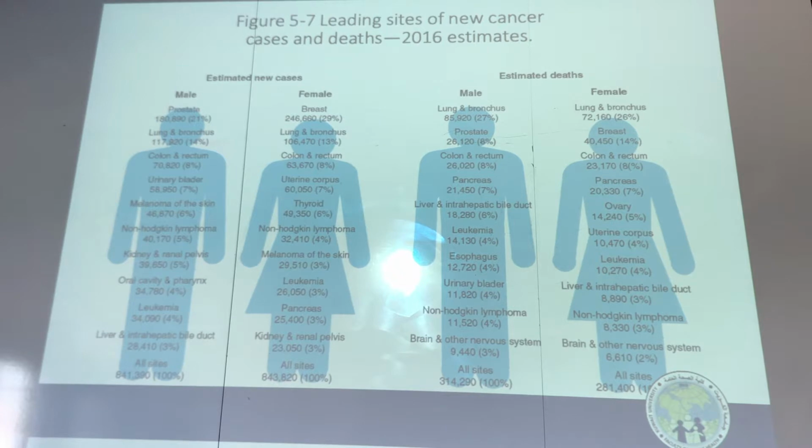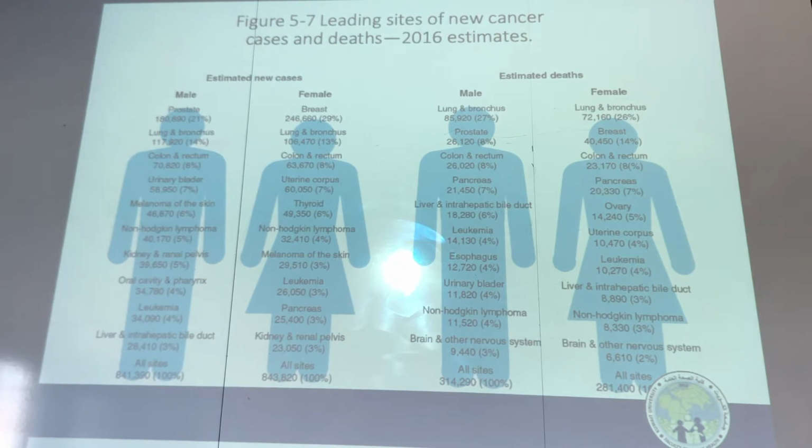And here we have leading sites of new cancer cases and deaths, from 2006 incidence. We can see that there are differences between the percentages and types of cancers. Estimated new cases are people who are actually affected and showing the disease, and then people who died from that disease. We can see, for example, a few similarities, for example pancreatic cancer, and also colon and rectum, but for prostate and breast there are differences.